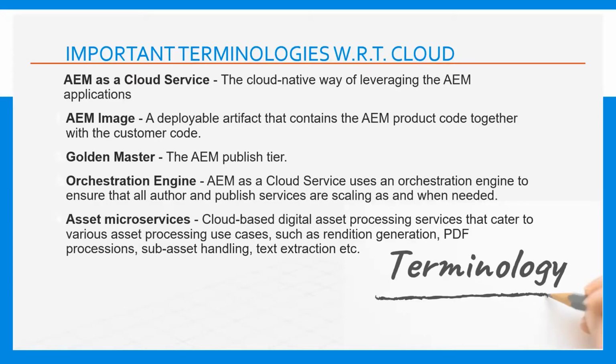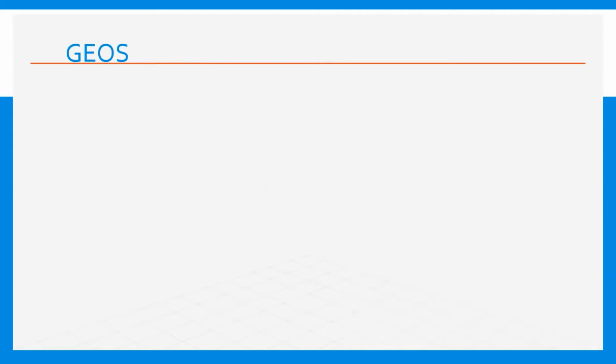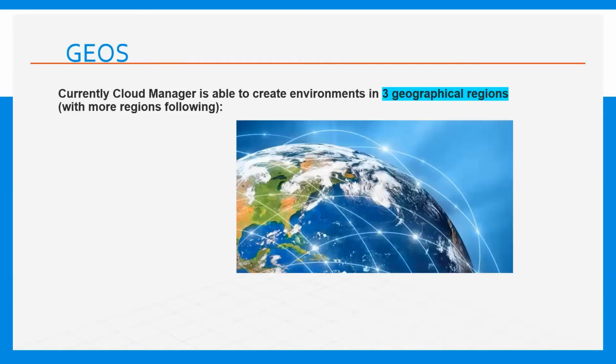Asset microservices. This is a cloud-based digital asset processing service that caters to various asset processing use cases such as rendition generation, PDF processing, sub-asset handling, text extraction, etc. Geos. Currently, Cloud Manager accounts can be created in 3 geographical regions. First one is US East, next one is EMEA, Netherlands, and third one is APAC, Australia based.